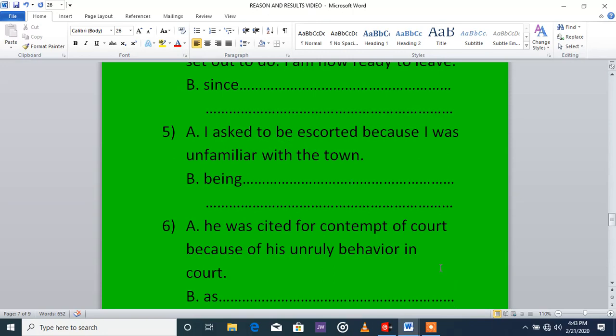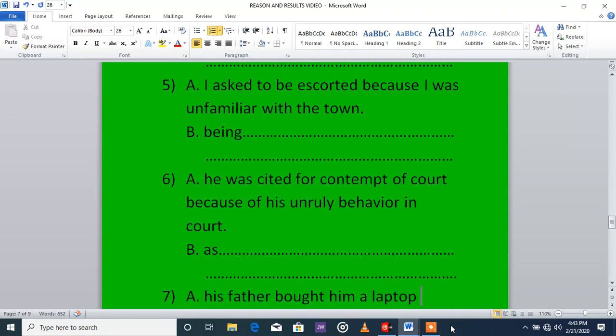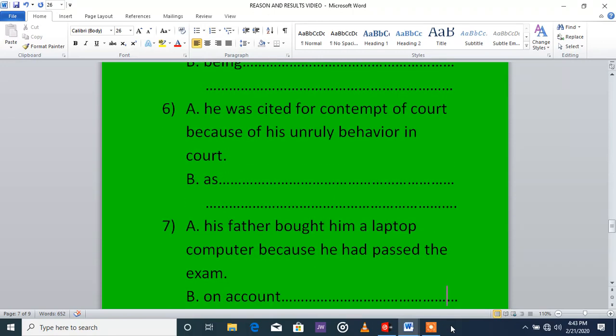Then let's look at our number 6. He was cited for contempt of court because of his unruly behavior in court. So in court, there are times when you want to argue, or talk the way you talk at home or with your friends, then they are going to say it is contempt of court.